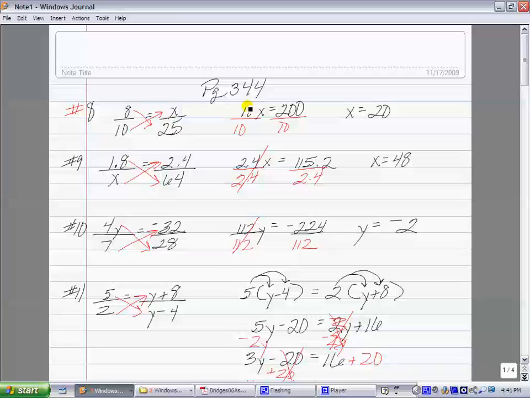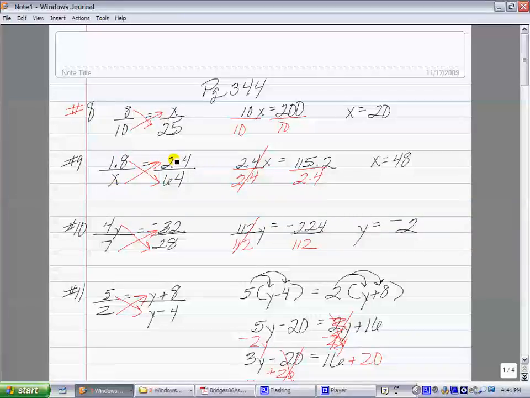Number 9. My proportion is 1.8 over x equals 2.4 over 64. I simply do the same thing. I cross multiply, and then I have 2.4x equals 115.2, and I simply divide by 2.4 on both sides in order to solve for x. My answer will be x equals 48.